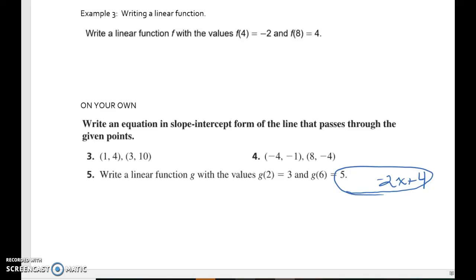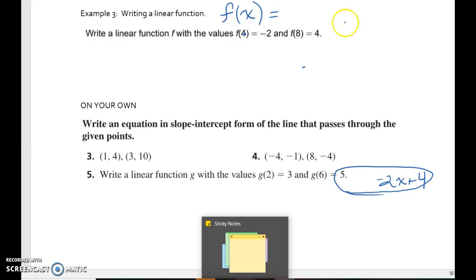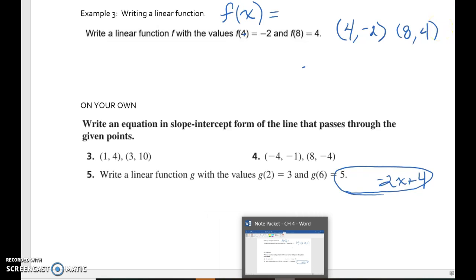Okay, so in example 3, I'm writing a linear function. So it just means we're really doing the same process we just used. The only difference is when I finish up, instead of using a y equals equation, I want to use an f of x equation. So again, as review from yesterday, when it says f of 4 equals -2, remember that's a point on the line, (4, -2). And when it says f of 8 equals 4, that's a second point on the line, (8, 4). So those are the 2 points that I'm using to write the equation of my line.